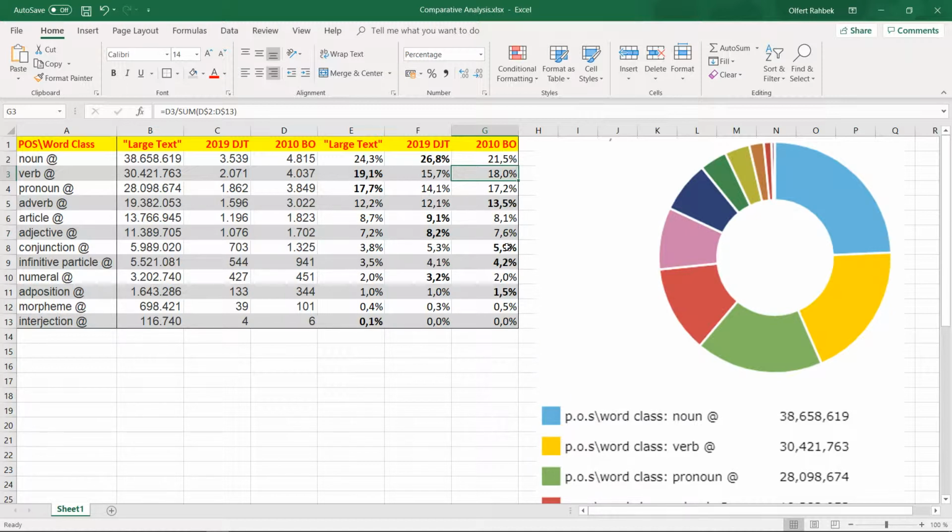If we go down to adjectives, we see that Trump has 8% adjectives and Obama only 7.6%. This is the theme that we're going to look at. So there seems to be something going on here. Let's find out what that might be.